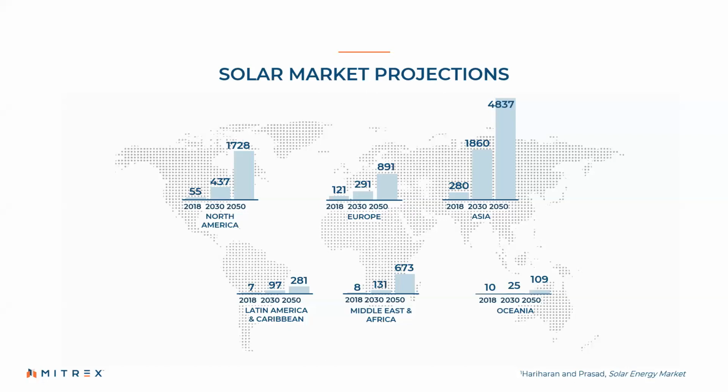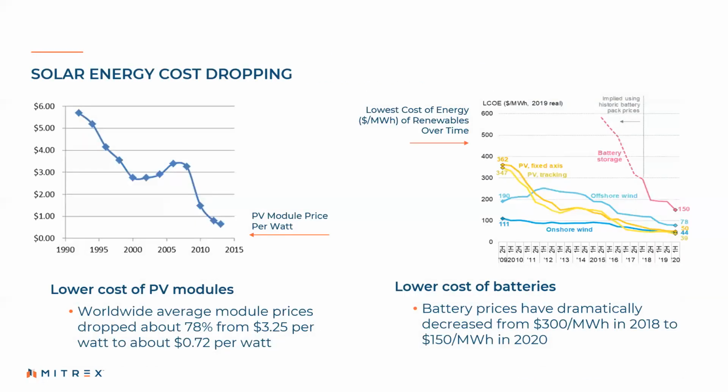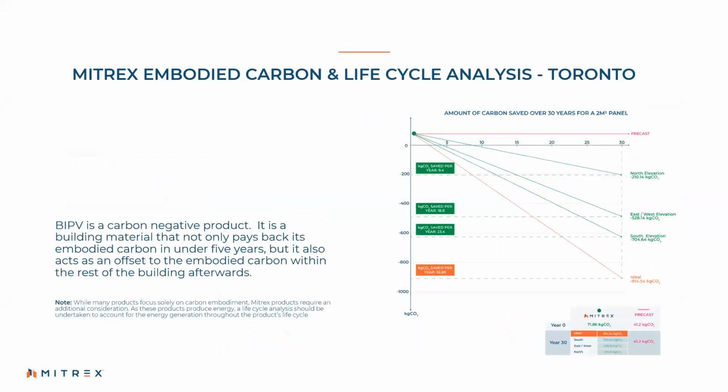Asia and Europe are pretty aggressive as well. So this gives you a good indication of where the market is going. And years ago, what was a barrier was the cost of solar energy technology. But the fact is that now worldwide averages for modules have dropped 78%, from $3.25 per watt to 72 cents per watt. So that is a substantial drop. So it's making it a lot more affordable. So the reasons not to integrate are slowly disappearing, right?